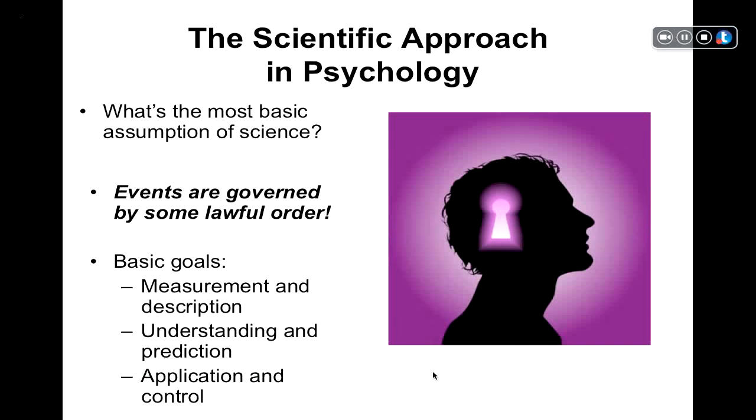Understanding and prediction. Once I understand possibly the factors that might set the stage for prejudicial sentiments, feelings about another that are negative based on that person's racial group, I might be able to predict the circumstances under which prejudicial sentiments may be more or less likely to occur. And if I can do that, here's the last part, application and control. If I know the conditions that set the stage for racial prejudice, maybe I can do something to keep it from happening. Application and control.